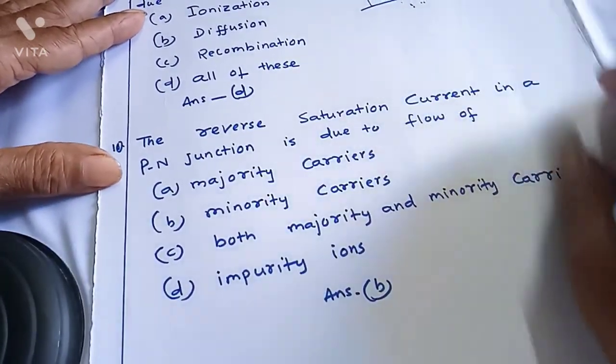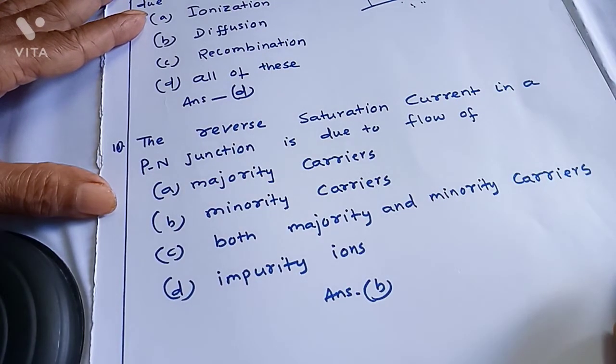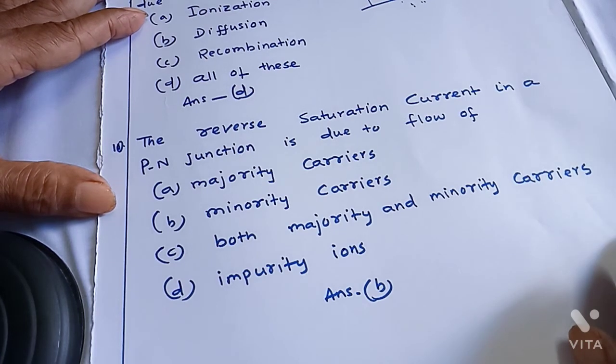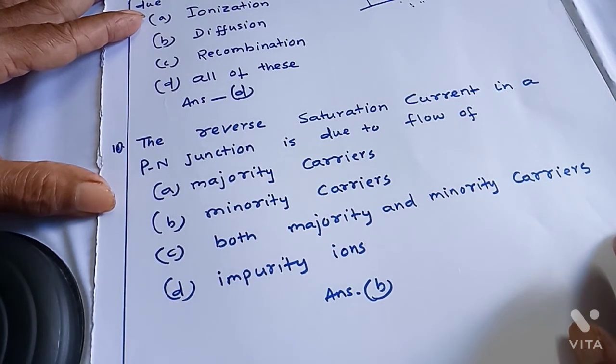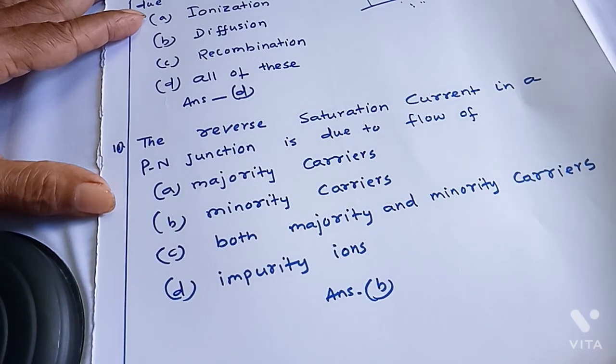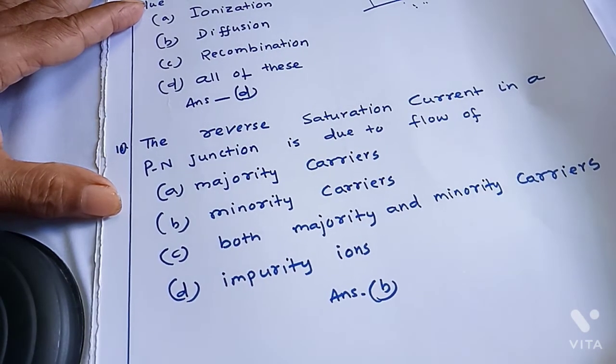Question number 10. The reverse saturation current in a PN junction is due to flow of majority carriers, minority carriers, both majority and minority carriers, impurity ions. Now because of the flow of majority carriers, forward current is established, and because of the minority carriers, a reverse saturation current flows. So the correct answer is B, that is the flow of minority carriers constitutes reverse saturation current in a PN junction.